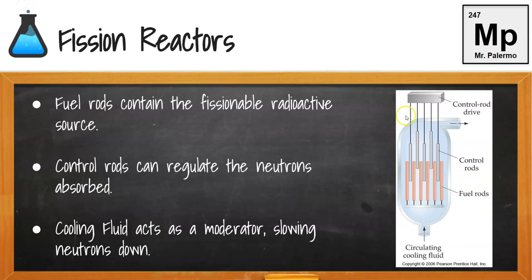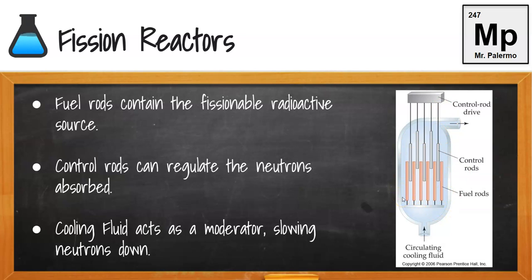So here is the inside of the fission reactor. We have our nuclear fuel rods, and then we have our control rods, which regulate the absorption of neutrons, as well as, in this case, the cooling fluid, which is going to act as a moderator, which will slow down the neutrons.